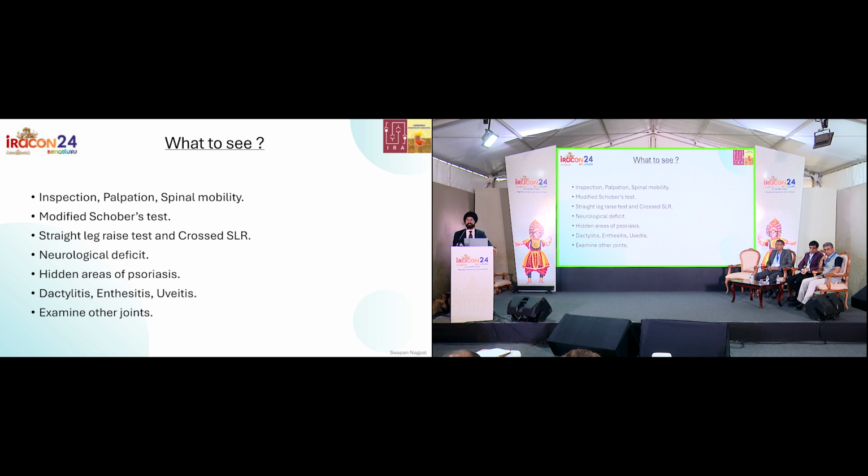At least you should suspect that in your OPD, so that you can work that patient up on the lines of inflammatory back pain. And most importantly, if the patient comes with backache, please examine the other joints, especially the hands, as I will show in one case which gave us a clue.